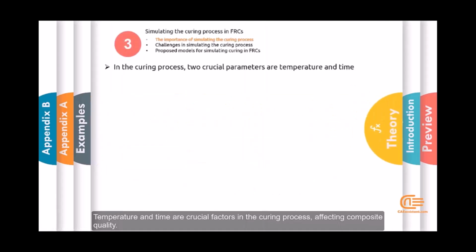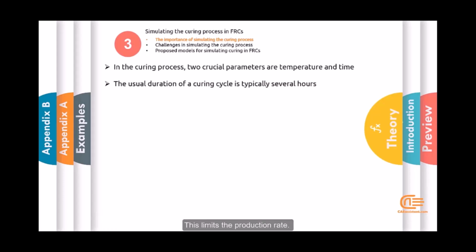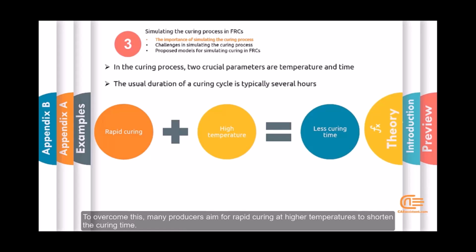Temperature and time are crucial factors in the curing process, affecting composite quality. Moreover, the curing cycle for an industry-accepted composite typically takes several hours. This limits the production rate. To overcome this, many procedures aim for rapid curing at higher temperatures to shorten the curing time.